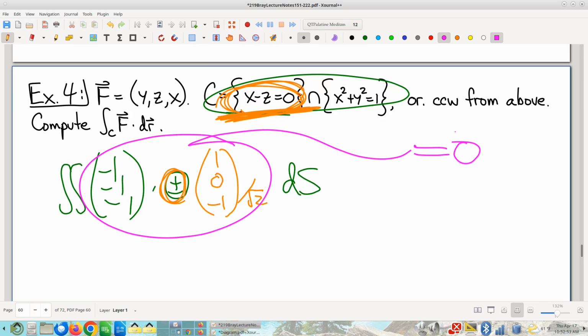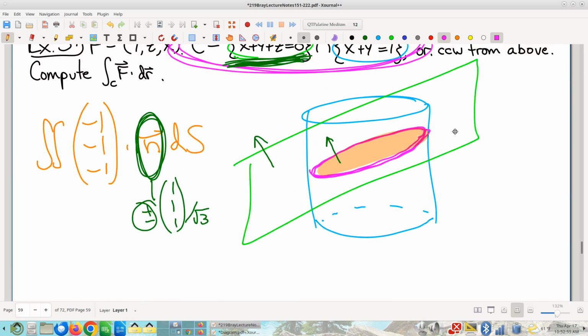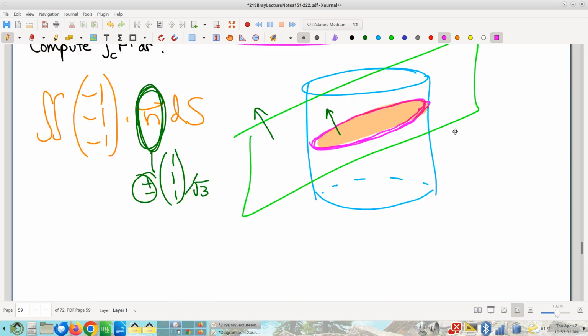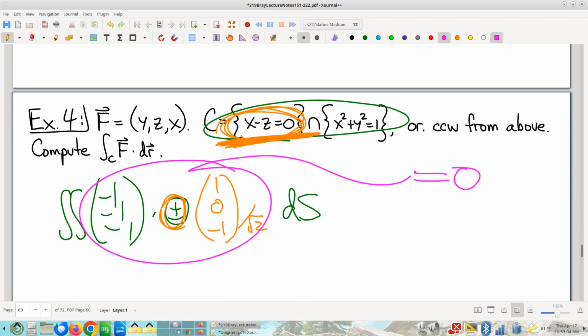So even though these two examples are very, very, very similar, in this first example, Stokes' theorem wasn't useful at all, really. It applies, but it just doesn't help us. In this other example, it applies and turns the computation into awesome convenient.